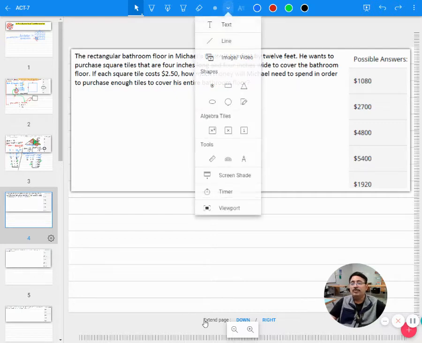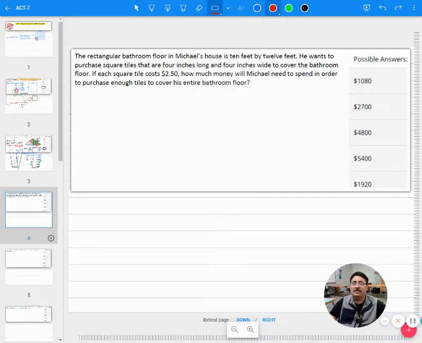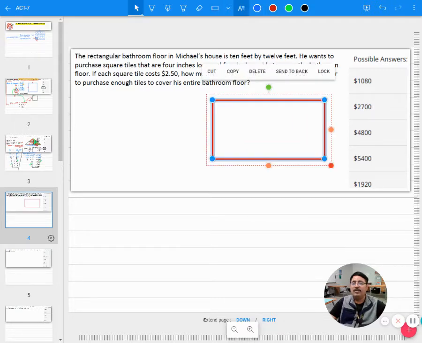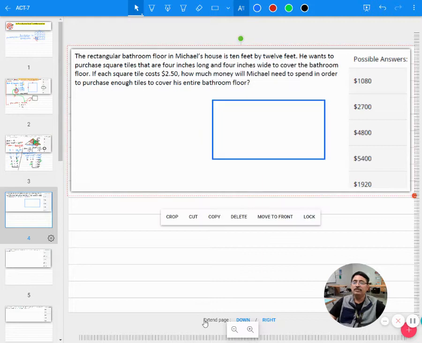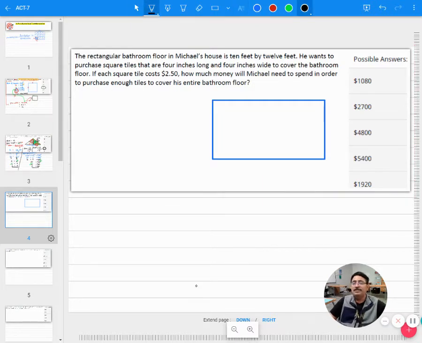So let me try to draw a rectangle first. Okay, there is a rectangle, and the measurements are given that it is 10 feet by 12 feet. So length is 12 feet and this one is 10 feet. You know, these kinds of problems are really useful in our daily lives also.